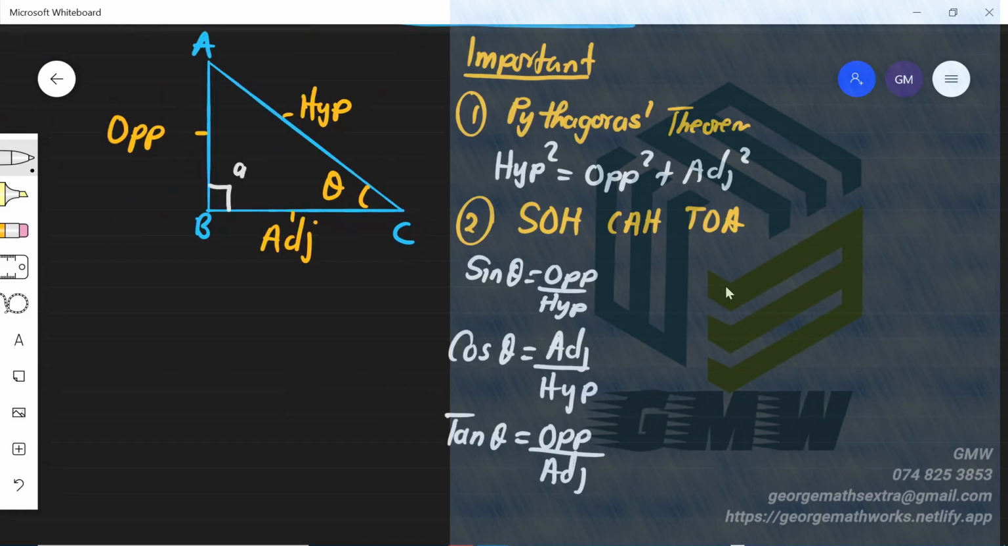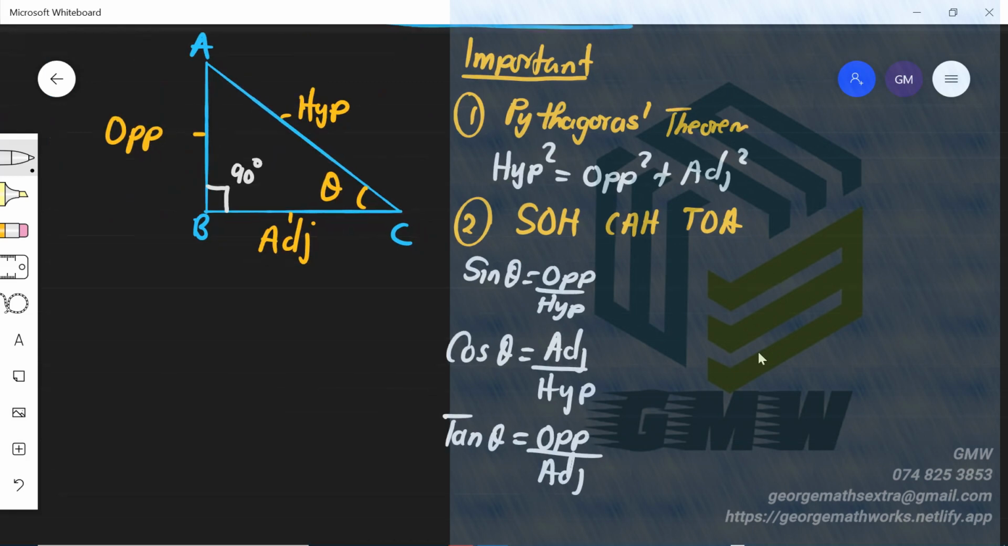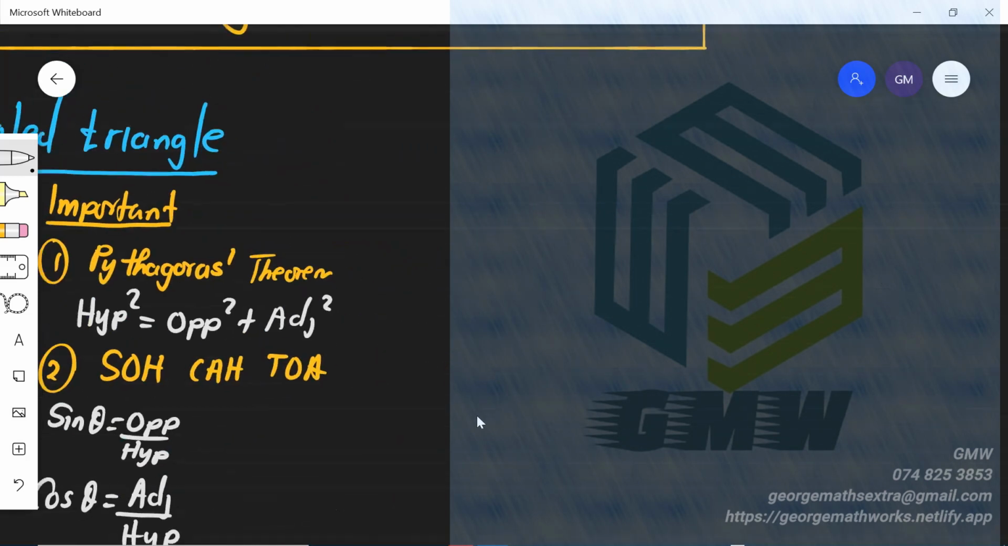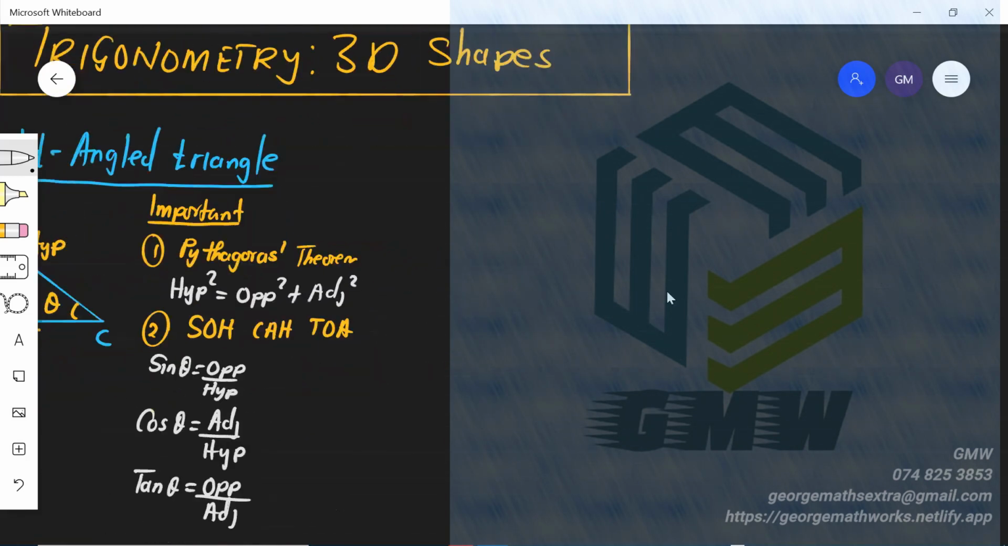So whenever you see a right angle triangle, and you know the existence of a right angle by this angle being 90 degrees, one of the angles is 90 degrees. But what if whatever you are given is not a right angled triangle?